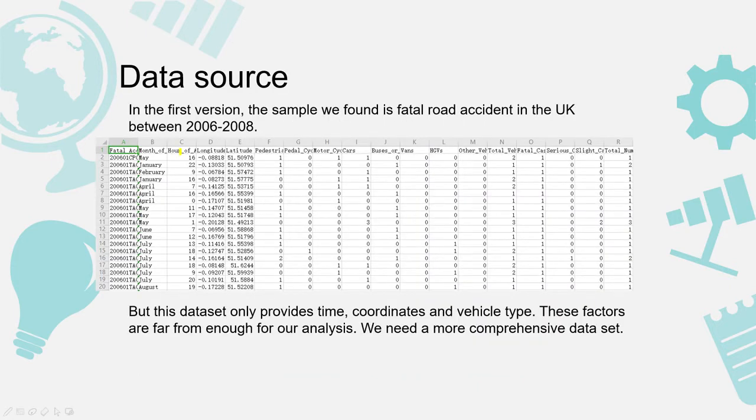The first step of our project is to find the right dataset. This is the dataset originally provided to us. After discussion, we think this dataset is not good enough. This dataset only provides time, coordinates, and vehicle types. These factors are far from enough for our analysis. We need a more comprehensive dataset.